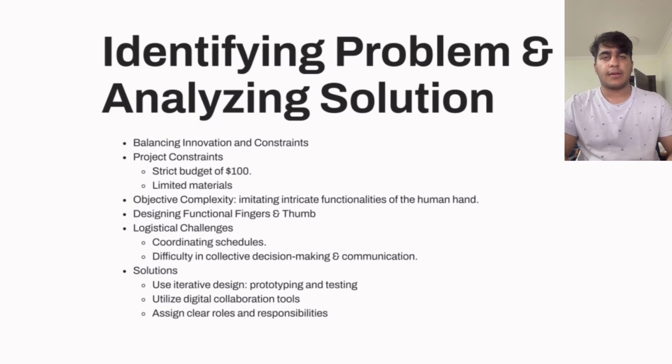Identifying problem and analyzing solution. The biggest problem in this project was having a fixed budget, which meant we could only use limited resources to construct a functional mechanical hand. There was objective complexity because we needed to imitate an actual human hand, which meant each single finger had to have a special cutout so the straws and strings could be attached and the fingers would be flexible enough to move and perform the tasks easily.